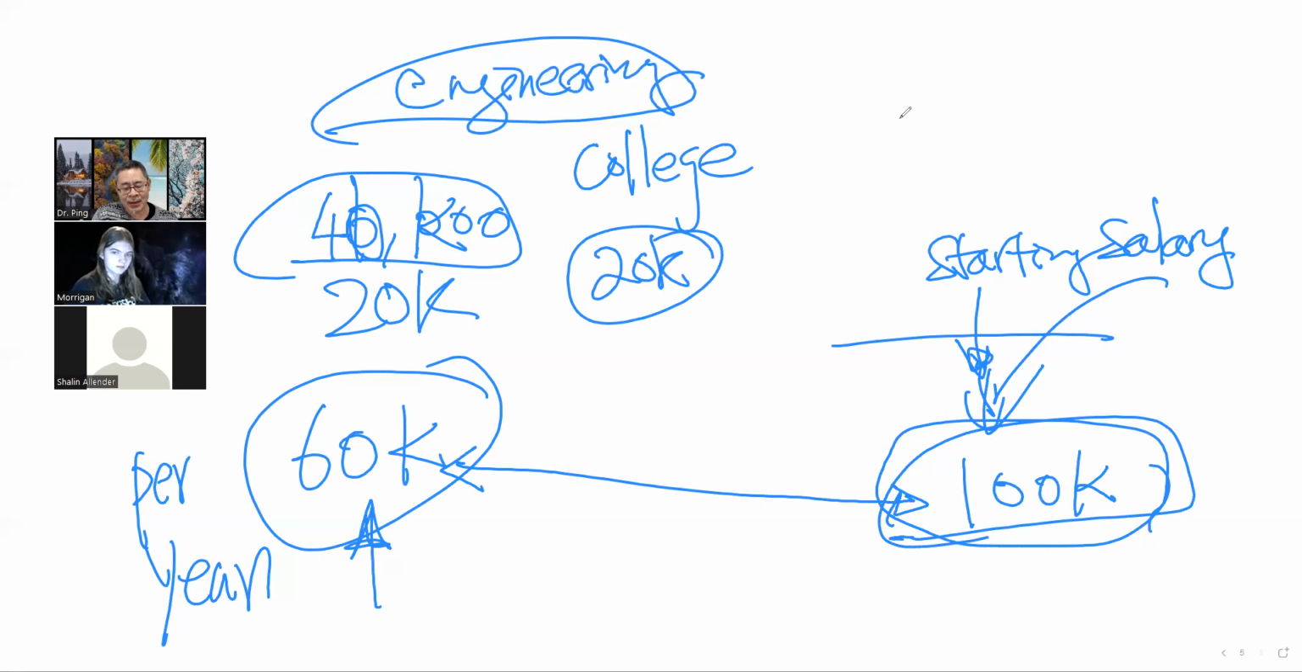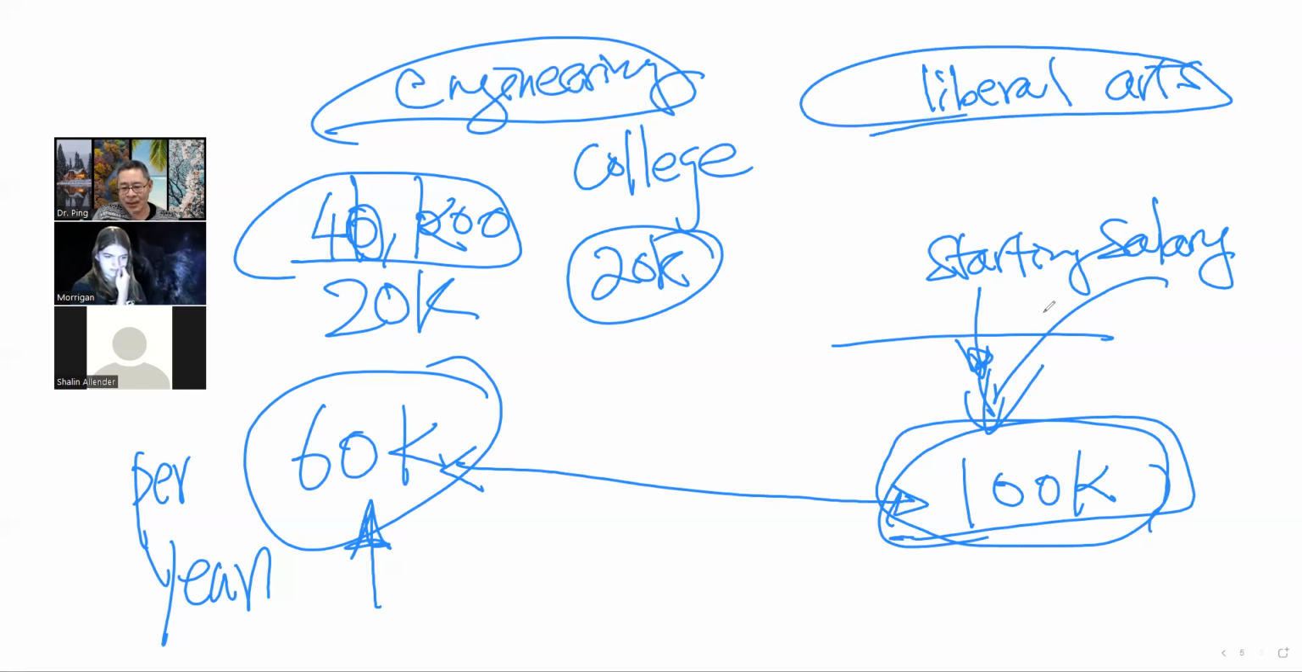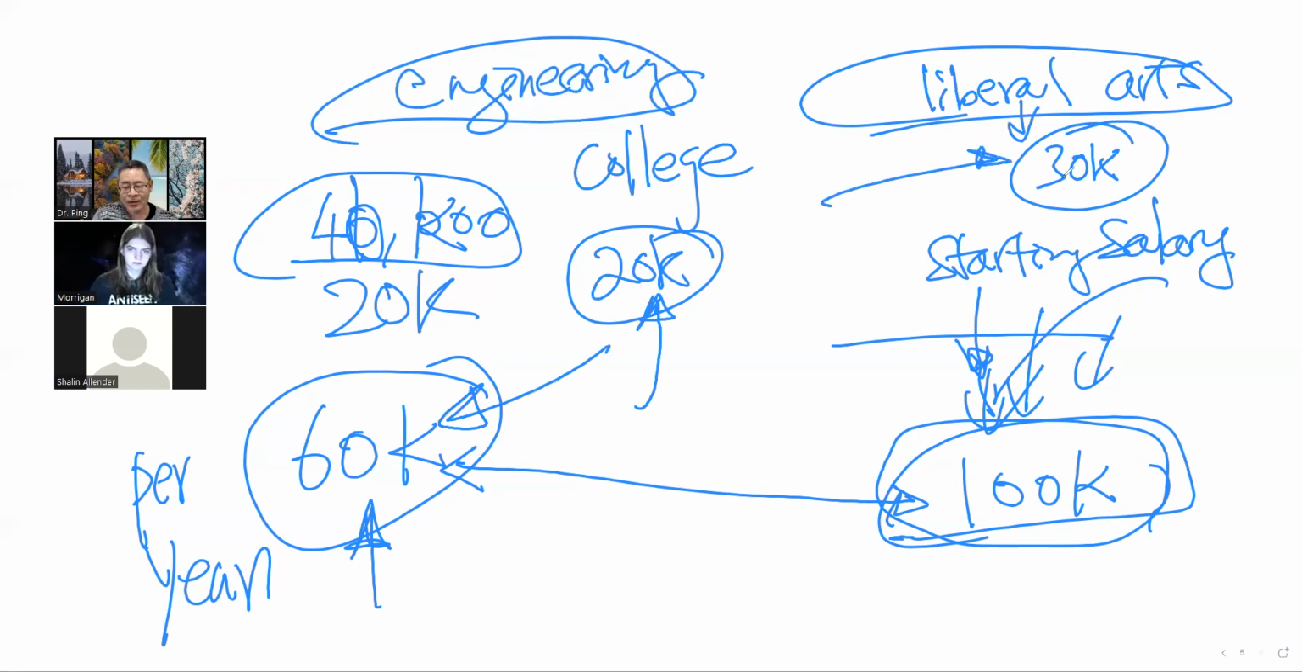But it depends on your major. Like if we just call it liberal arts, social studies, English and history, things like that, your median salary is only around 30K. So you can pay as much as here, but your starting salary is way lower than this, right? So you also have to consider which major you're going into, not just how much money you pay to go to college.